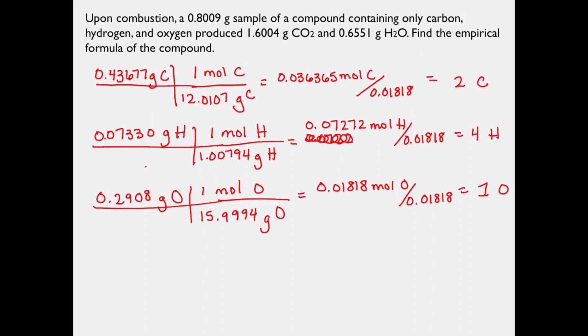So now, since these all came out as whole numbers, we don't need to do that step where we multiply by anything. That's just to get rid of decimals. So these are going to be our ratios. So our empirical formula is going to be C2H4O. And that would be the empirical formula of this mystery compound, right? This mystery fuel. And then if we had the molecular formula, we could use our empirical mass to figure out the ratio and find the molecular formula.